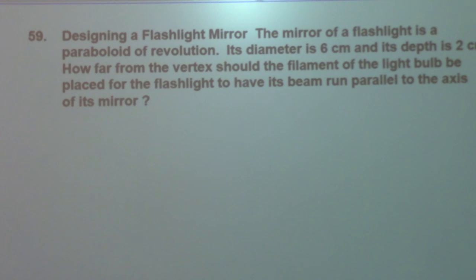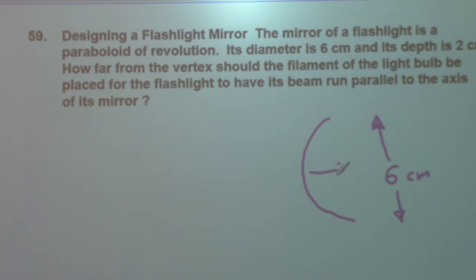So which way do you want the beam to face? Up or right or left or down? We can do anything, right? So you want it to flash right? We'll do that. We've got a paraboloid from the side. It's going to look like this, and you have a diameter of 6. So here's 6 centimeters from here to here, and then the depth is going to be 2 centimeters, this distance right here.